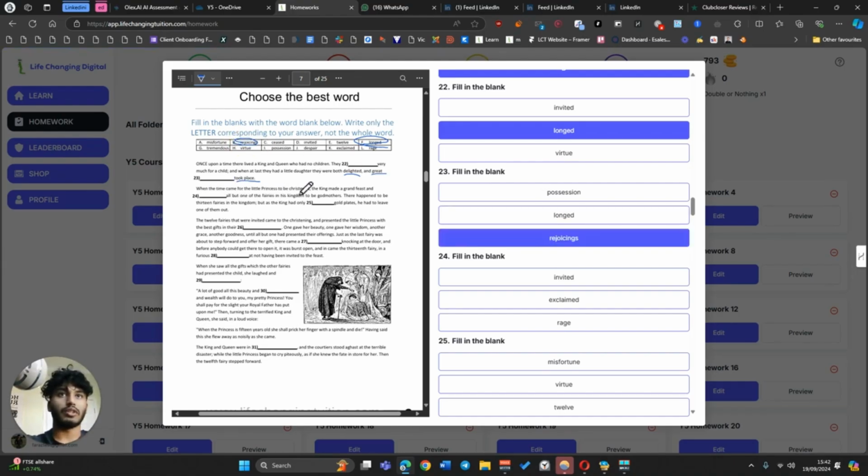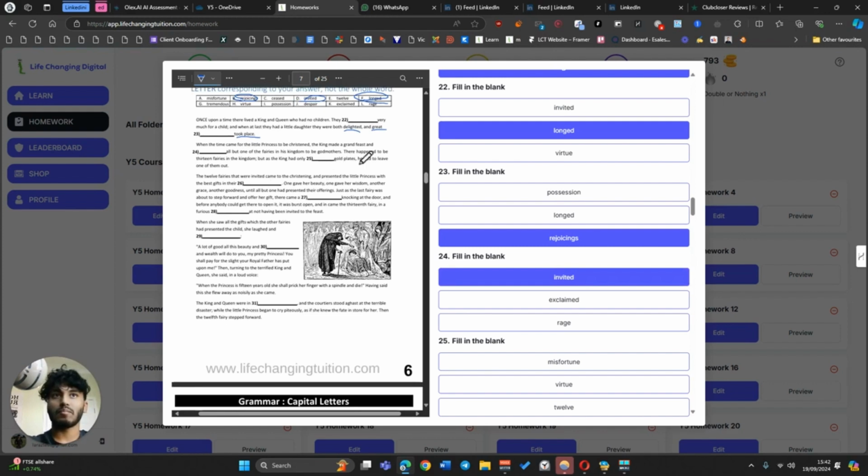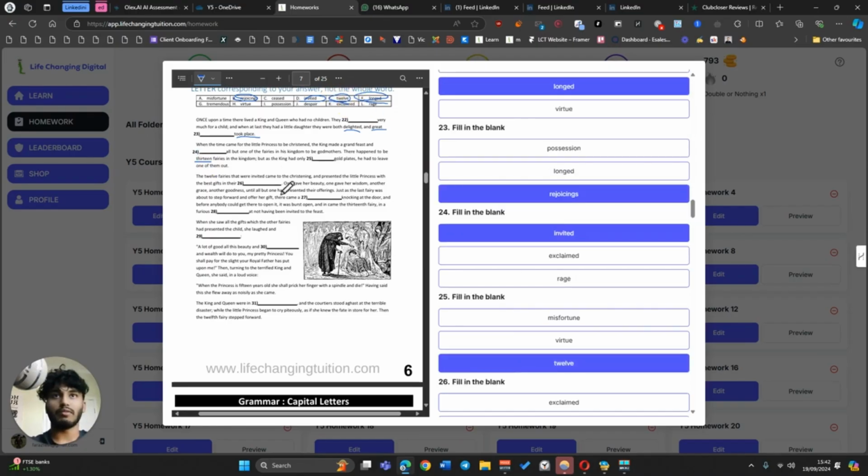When time came for the little princess to be christened, the king made a grand feast, and something all but one fairies to his kingdom to be godmothers. So probably invited, I think. There we go, option D is up here. There happened to be 13 fairies in the kingdom, but as the king had only something gold plates, he had to leave one of them out. So what was it? It said 13 fairies, so probably 12 gold plates, which is why he left one out.